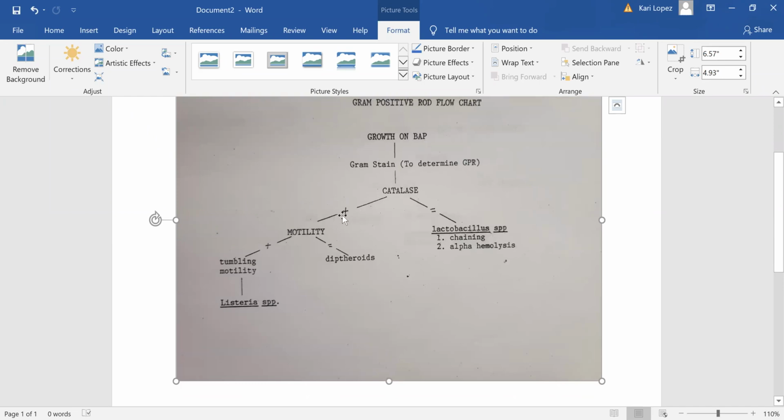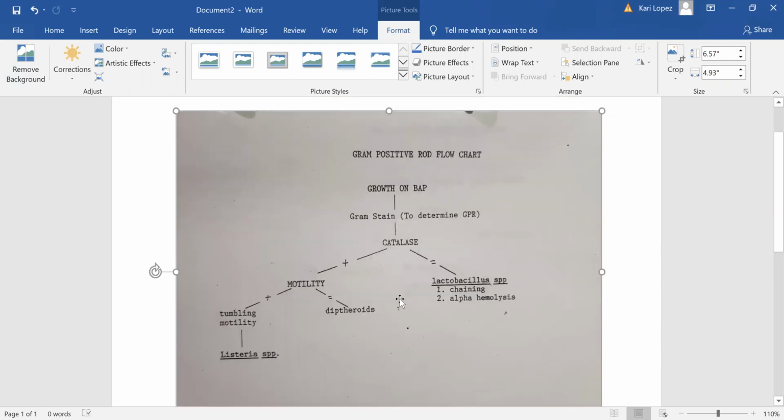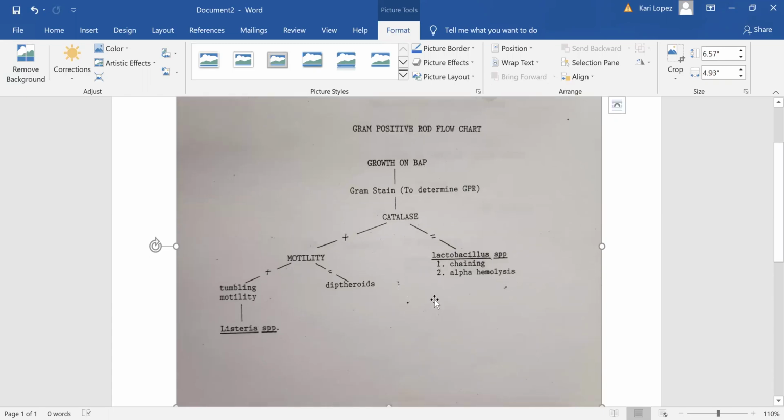But if it's positive for catalase, then you check for motility. If it's negative, it's going to be a diphtheroid, which would be like your Corynebacterium. And if it's positive and has a tumbling motility, it's going to be your Listeria species. So it's important to remember to differentiate these. It's going to be catalase positive, and then you check motility.